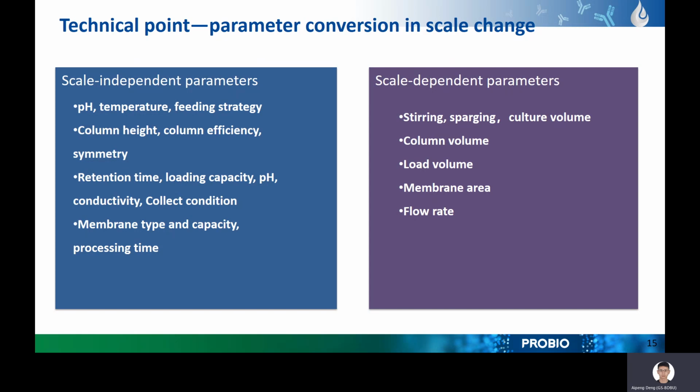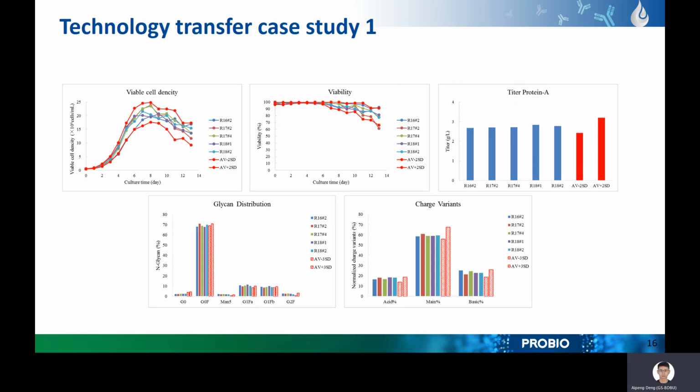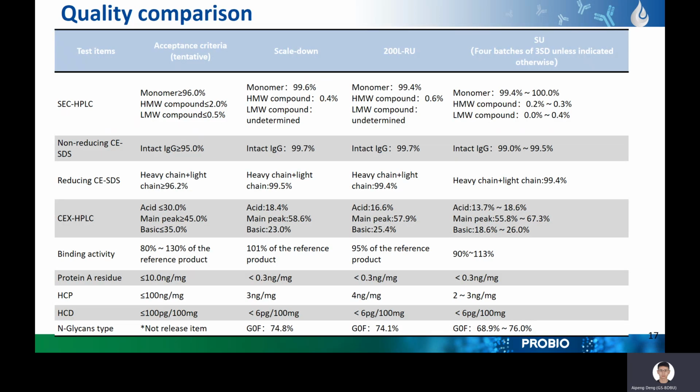Since we complete the points mentioned above, Probio has completed many successful technology transfers. Here I will list some examples of them. Case 1 is the biosimilar. From the pictures, we can find that cell growth, titer, and PTM are all within the double standard deviations. From this table, we can conclude the quality of products produced in different scales and in different sites are comparable. All of these indicate the technology transfer is successful.